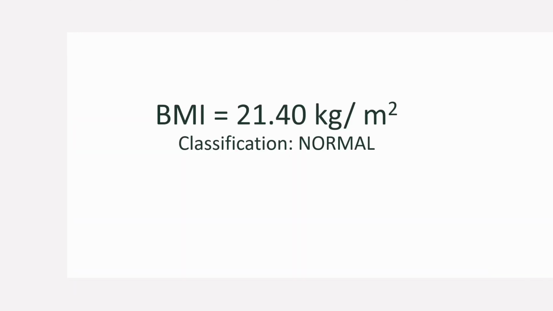Let us now classify our computed BMI, which is 21.40 kilograms per meter squared. Because 21.40 is in between 18.5 to 24.9, therefore it is classified as normal.